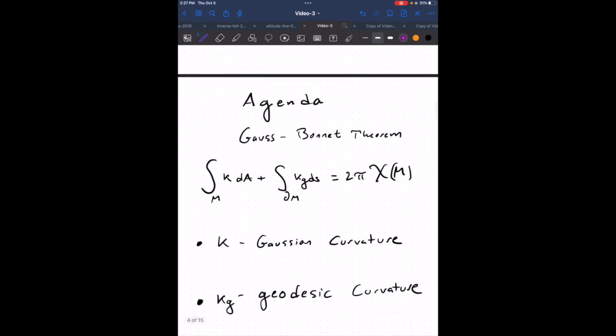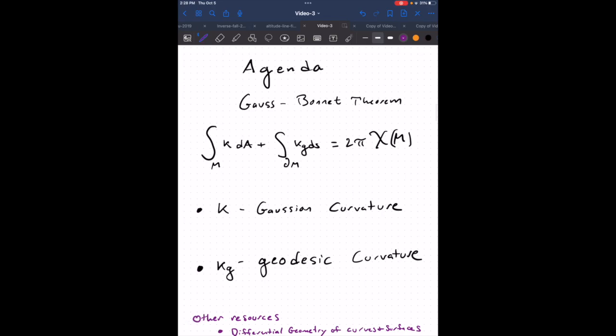Okay, so our agenda for this video is to define a few more symbols in the Gauss-Bonnet theorem, namely this K, which stands for Gaussian curvature, and K sub G, which is geodesic curvature. This one is going to be on the boundary of our manifold, if it has one, and this one is going to be on the interior of our manifold. The purpose of this video is just to give some intuition.